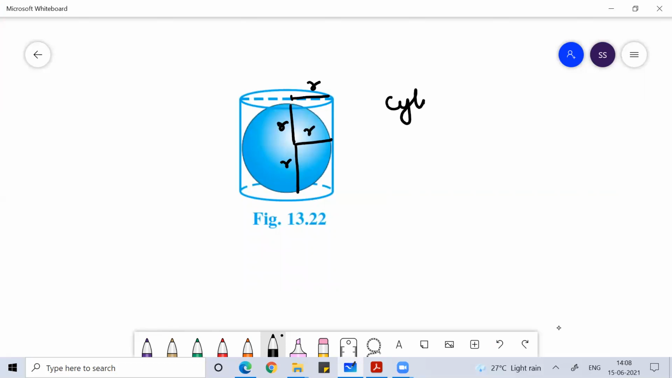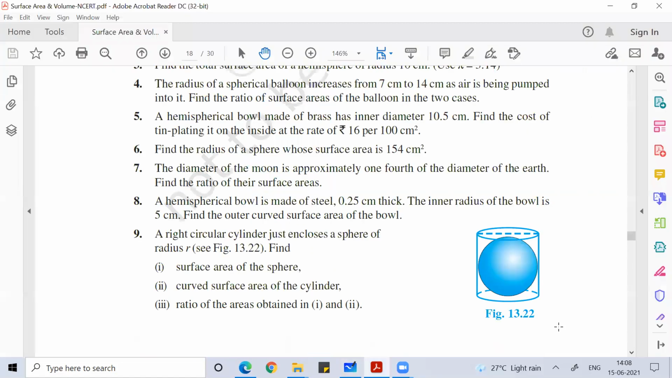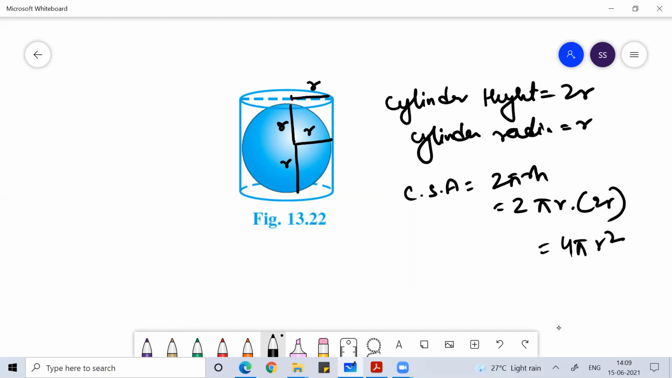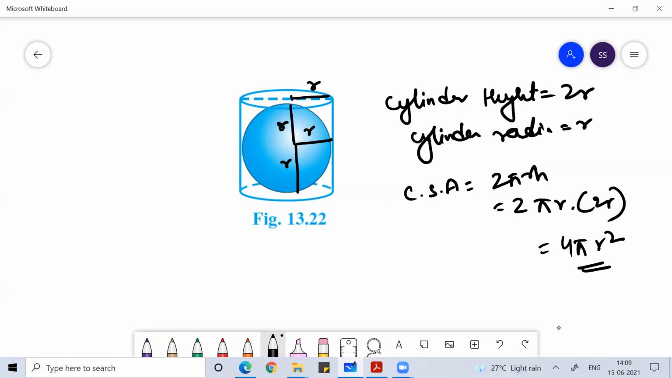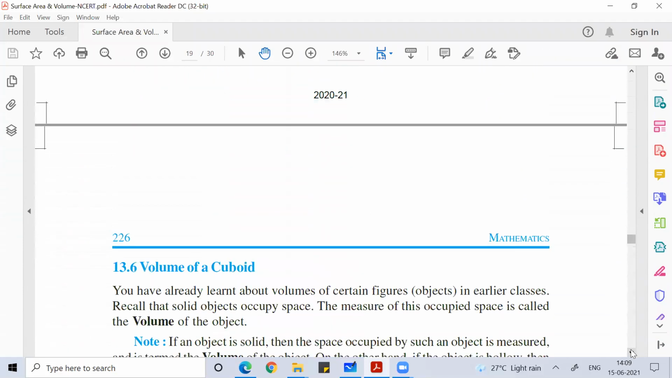सिलेंडर का जो हाइट होगा, सिलेंडर का हाइट will be 2r. So the radius is given r, and the CSA will be 4 pi r square. Curved surface area of cylinder is 2 pi rh. So that is 2 pi r into 2r, which is 4 pi r square, which is the curved surface area of sphere. Ratio of the area obtained, दोनों का area same ही रहे. So 1:1. इनका area same रहे. अभी हमने निकाल के दिखाई दिया दोनों का area same है.